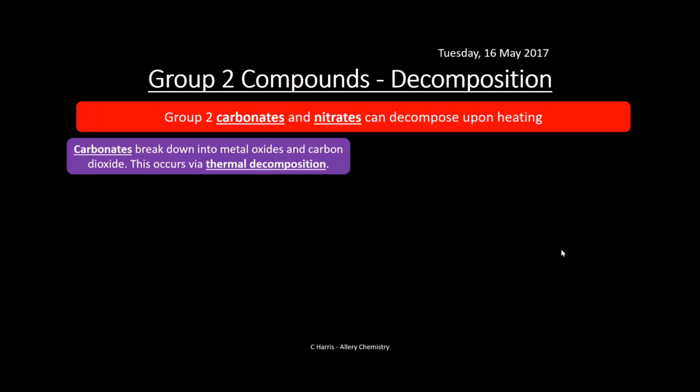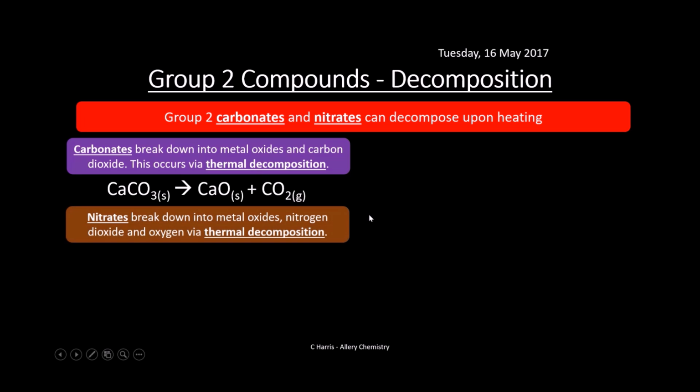Now carbonates break down into metal oxides and carbon dioxide. Again, carbonate, carbon dioxide, okay? This occurs via thermal decomposition, which just means breaking a compound down using heat. So here's an example of the equation. Calcium carbonate, notice we've got no other reactant there because it's decomposition. It's a classic sign of thermal decomposition when you just have one solid on one side and products on the other. So calcium carbonate forms calcium oxide plus carbon dioxide.